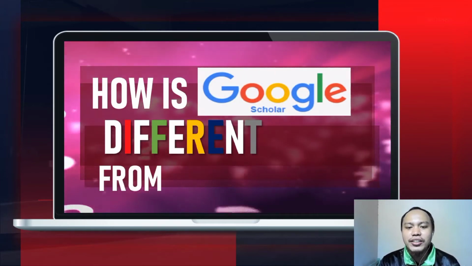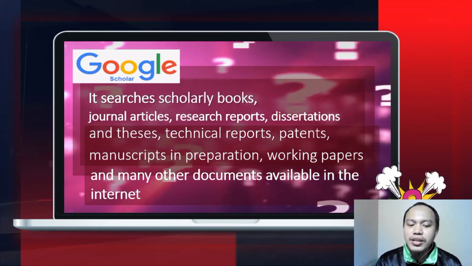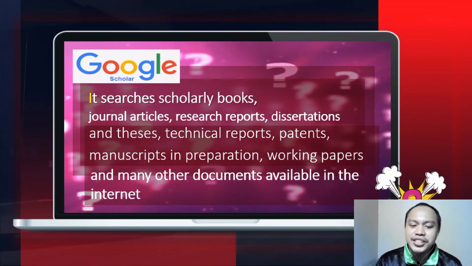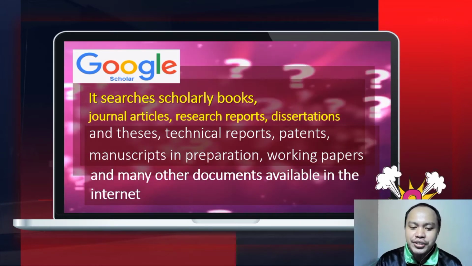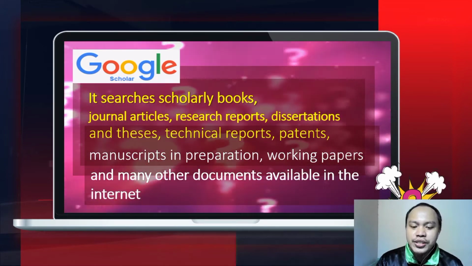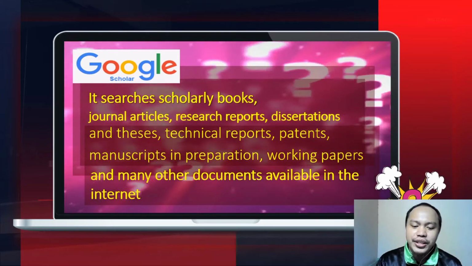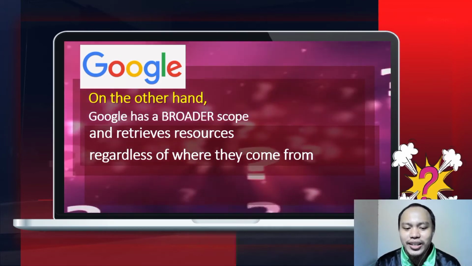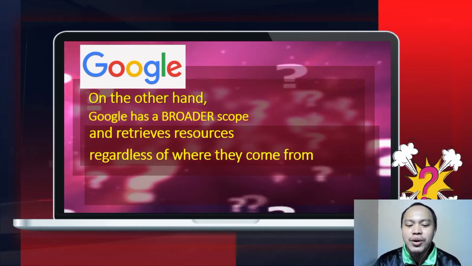So, how is Google Scholar different from Google? Google Scholar is different from other search engines out there in the sense that it searches scholarly books, journal articles, research reports, dissertations, theses, technical reports, manuscripts, working papers, and many other documents available on the internet. On the other hand, Google has a broader scope and it retrieves resources regardless of where they came from.